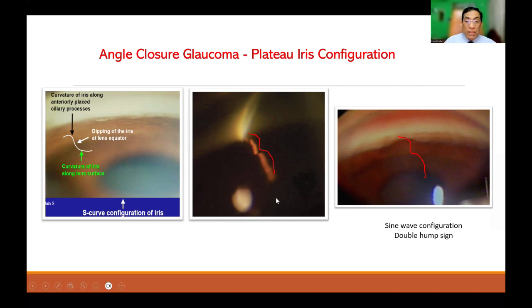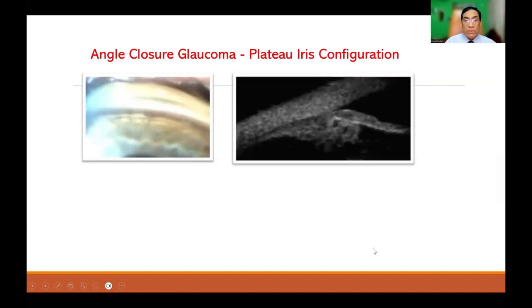So this is a dipping here, and this is the lens, because of the convex surface. And this is the peripheral anterior insertion of the ciliary body that causes another hump. So this is a double hump, and this is found in the plateau iris configuration. The syndrome, when even after doing the peripheral iridotomy the iris condition is not changed, is called plateau iris syndrome.